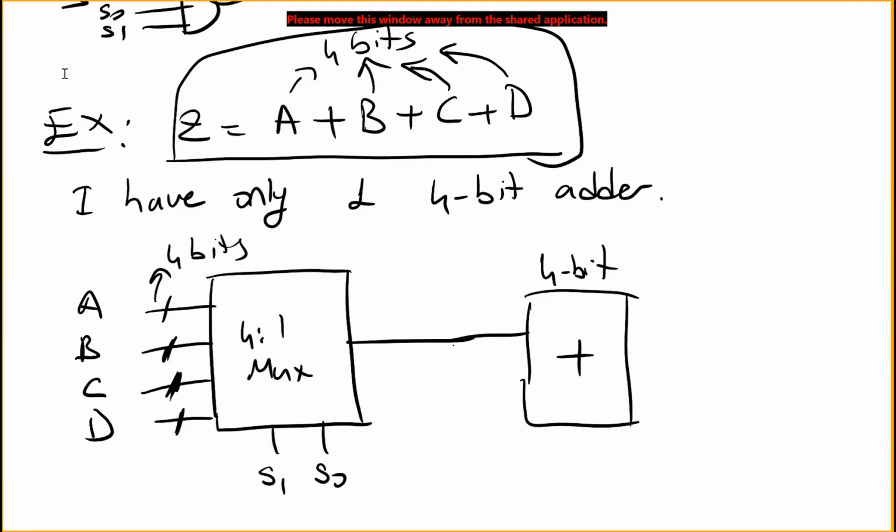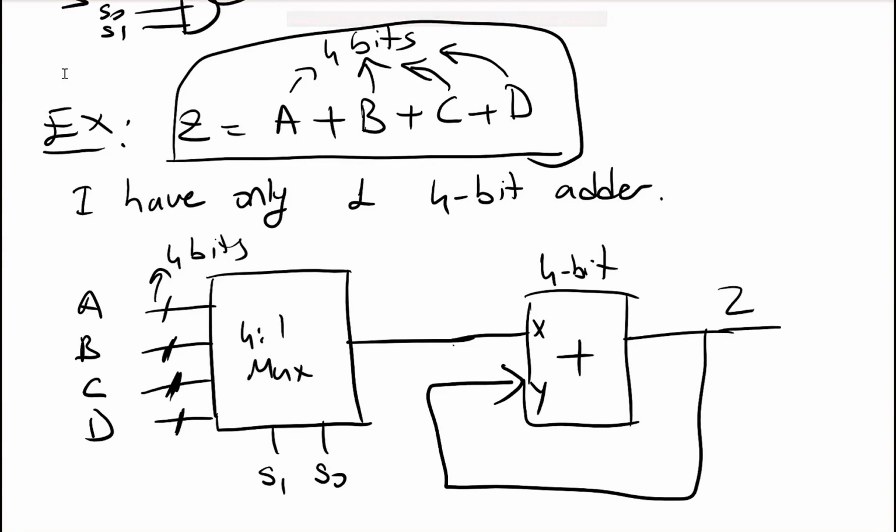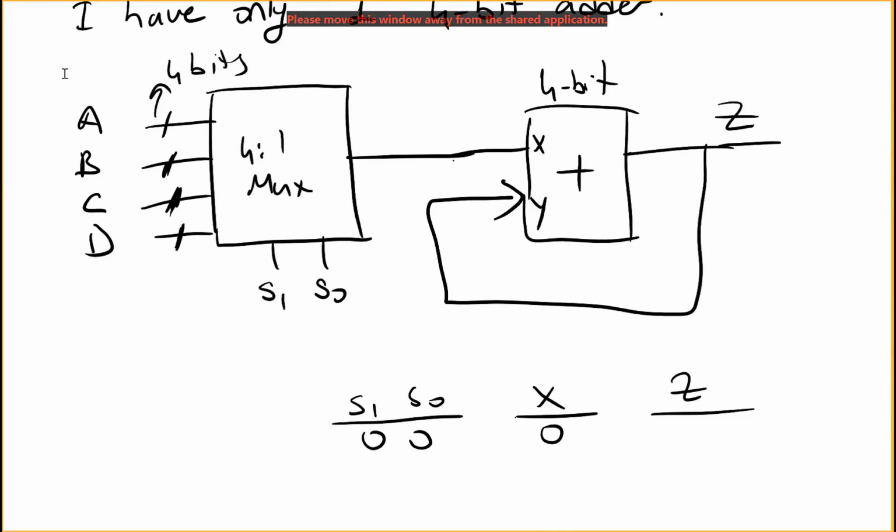So you can think I can take this output and connect it to the input for the adder. Let's say this is X and Y. So to the Y input of this adder, and I will be getting, let's say this is my Z, right? So initially I will make sure my S1, S0 are 0, 0. My X is initially, assume this is 0. Okay. And Z, this is my output. So initially everything is 0.